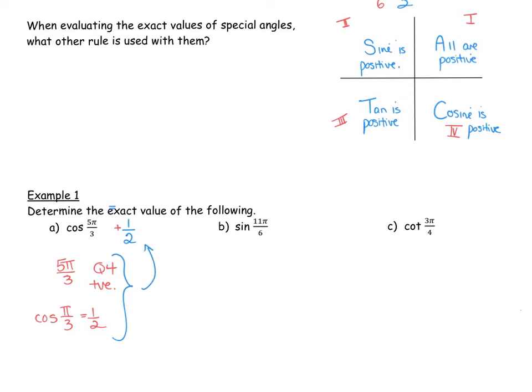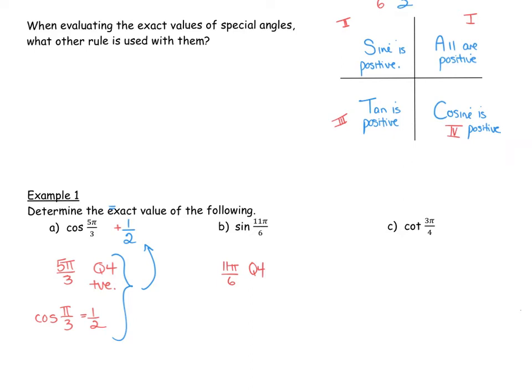Okay, let's try another one. Try and do as much of the thinking and figuring out on your own, and pause the video if you can. So, sine of 11 pi over 6. Again, I'm thinking the angle 11 pi over 6. What quadrant is that in? That's 1 less than 12 pi over 6, so again, that is quadrant 4.